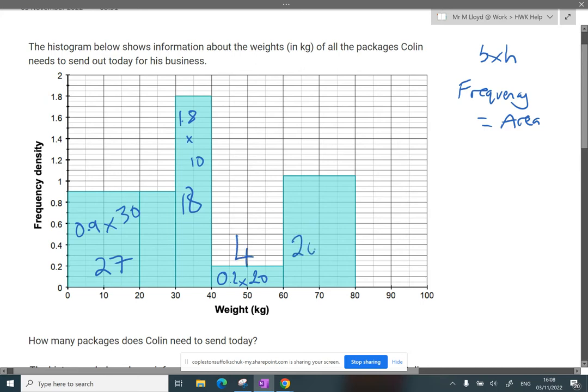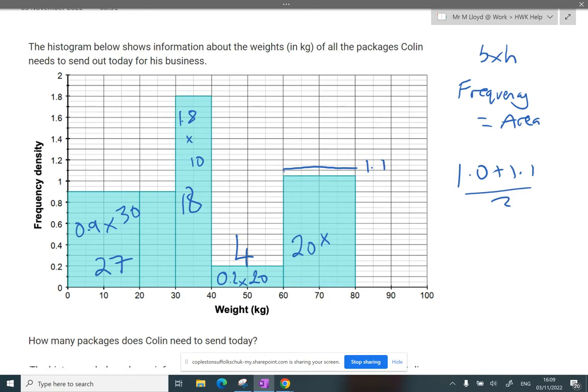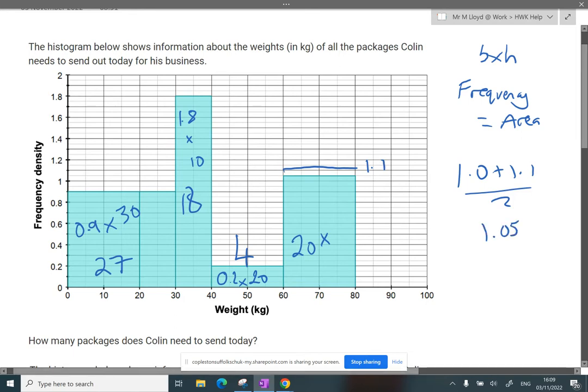And then finally, our base is 20. We're going to multiply by, well, this is quite a tricky one. This line across here, that's worth 1.1. So between 1.0 and 1.1, if we add them together and divide by 2, 1.1 plus 1 divided by 2 gives us 1.05. Now, some of you will just see that, and that's okay. If you want to know how to find the midpoint of something, just add them together and divide by 2. So this number is then multiplied by 20. That gives us 21.